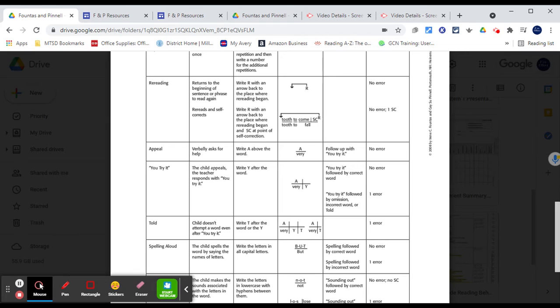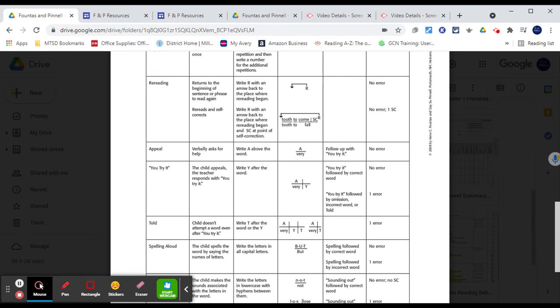So I'm sorry, let me just reread this. Verbally asked for help, write an A above the word, followed up with you try it. Okay, so that's if the student, I guess, asks for help and then they try it. I don't know about that one, I'm sorry. If you tell the student the error or the word, that's an error.